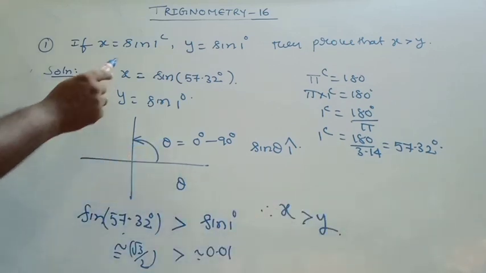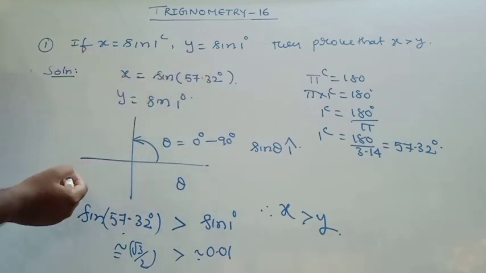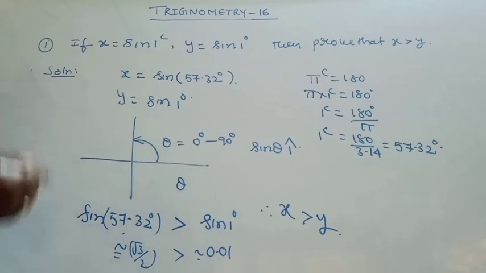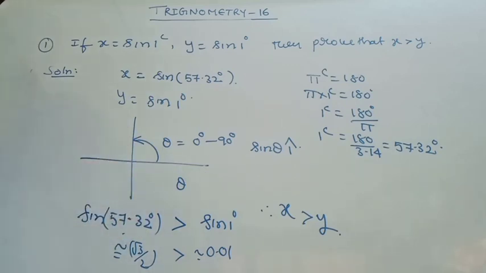X is nothing but sine 1 radian, and 1 radian is nothing but 57.32 degrees, and y is equal to sine 1 degree. The value of x is greater than y. This is how this beautiful problem can be answered.